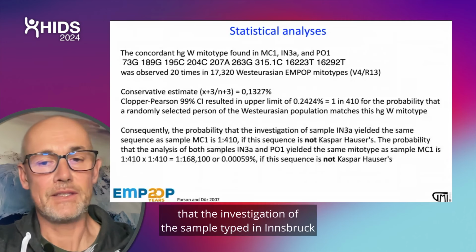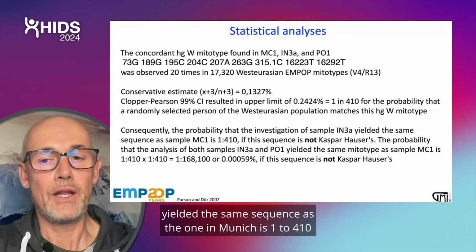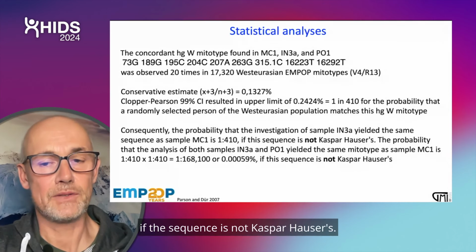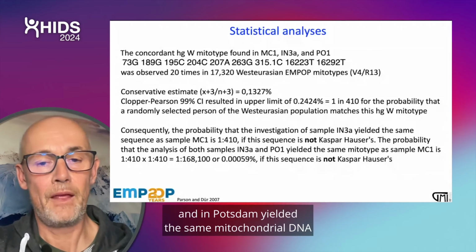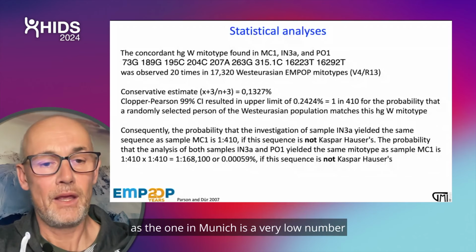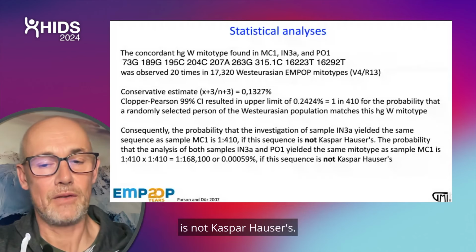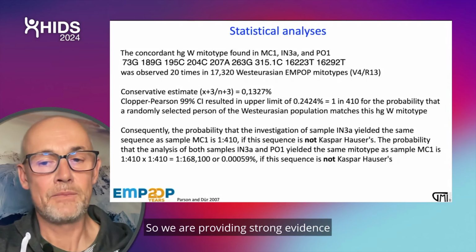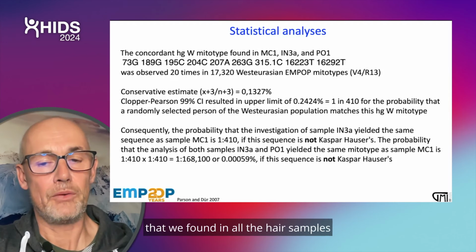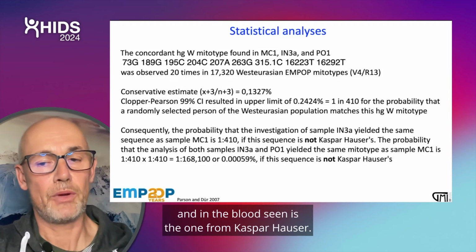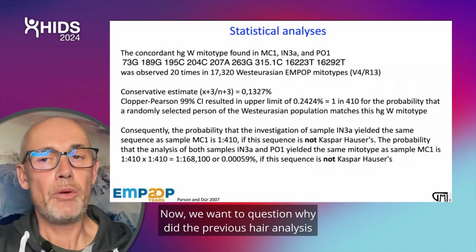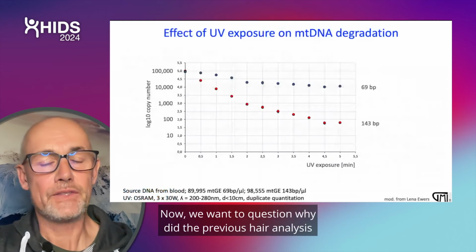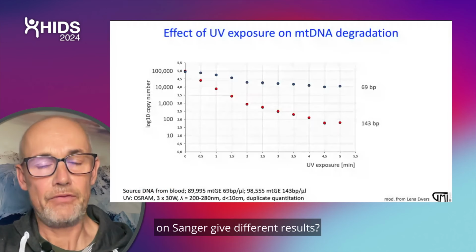Consequently, the probability that the investigation of the sample typed in Innsbruck yielded the same sequence as the one in Munich is 1 in 410 if the sequence is not Kaspar Hauser's. And the probability that the analysis of both samples typed in Innsbruck and in Potsdam yielded the same mitochondrial DNA as the one in Munich is a very low number that you can see here if the sequence is not Kaspar Hauser's. So we are providing strong evidence that the haplogroup W haplotype that we found in all the hair samples and in the blood stain is the one from Kaspar Hauser, and that definitely excludes him from belonging to the noble family. Now we want to question, why did the previous hair analysis on Sanger give different results?